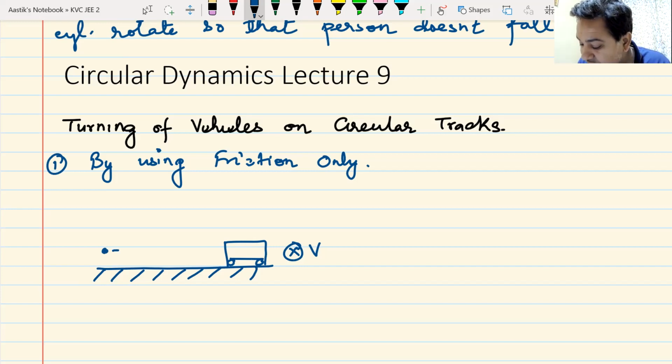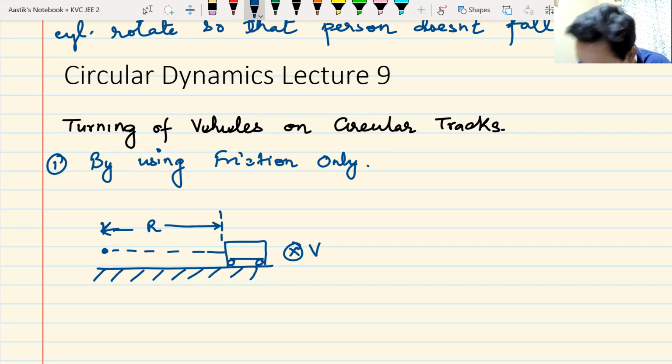And the radius of this circular track, remember, I told you any curve is a part of a circle. The radius of the circular track is r. It has to turn. It's a race, and there is a circular track, and it has to turn. Voila! How will it turn? Now the steering wheel doesn't turn it. What turns it? Let me draw the free body diagram and understand what turns it.